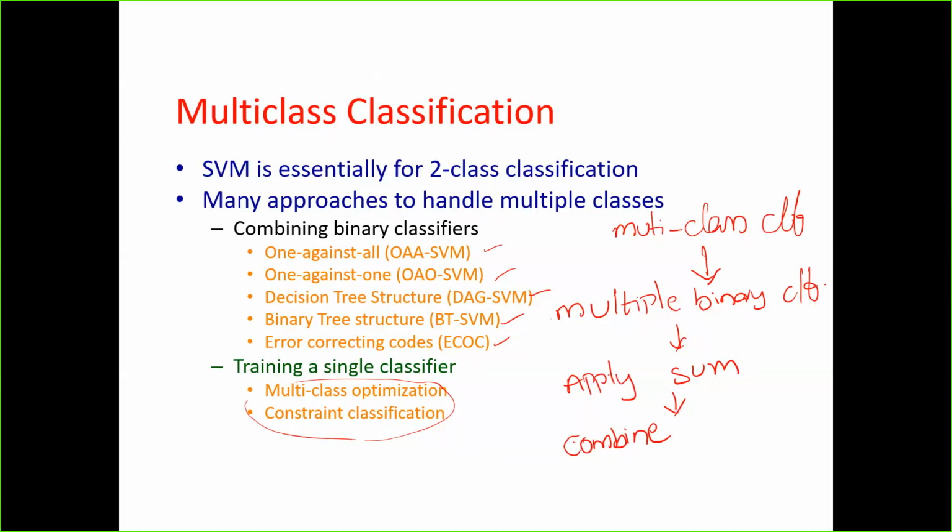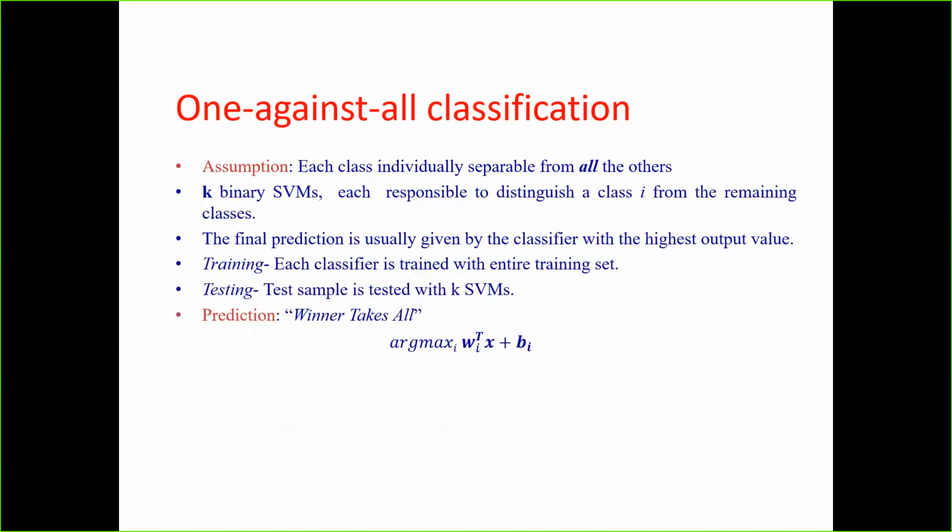Depending on the way that we divide this multi-class classification problem into multiple binary classification problems, we have different techniques: one against all, one against one, decision tree structured SVM, binary tree structured SVM, error correcting codes, etc. Now let us explore each one of these 5 techniques one by one. I hope you are with me so far. Yes, sir.